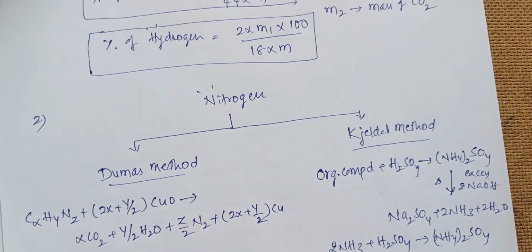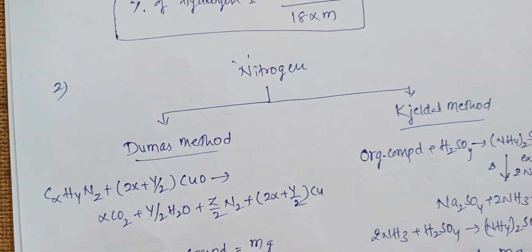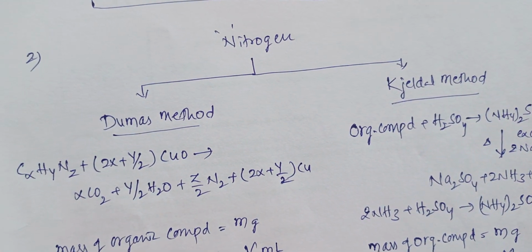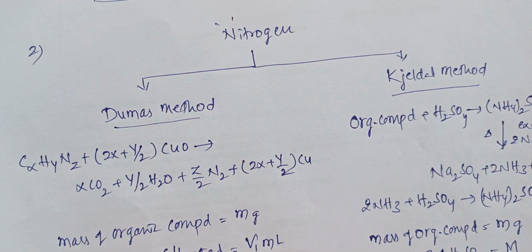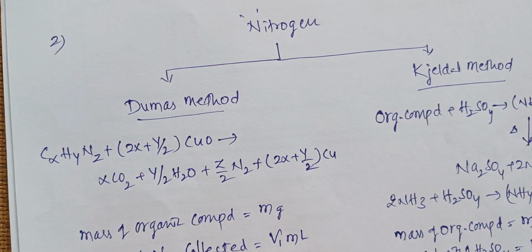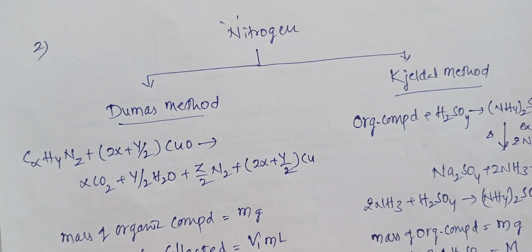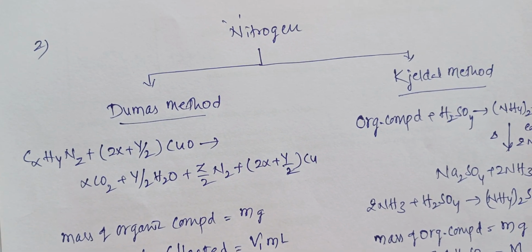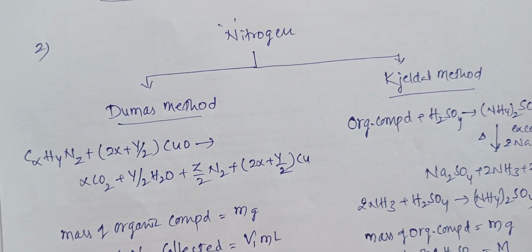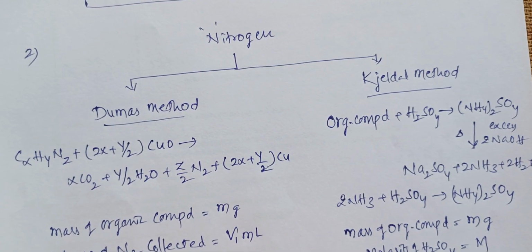The percentage of nitrogen can be calculated by two methods. One is the Dumas method, another one is the Kjeldahl method. In the Dumas method, suppose apart from hydrocarbon, nitrogen is there, we can write the formula CxHyNz. So CxHyNz plus (2x plus y by 2) CuO will give x moles of CO2, y by 2 moles of H2O, z by 2 moles of nitrogen, plus (2x plus y by 2) moles of copper.